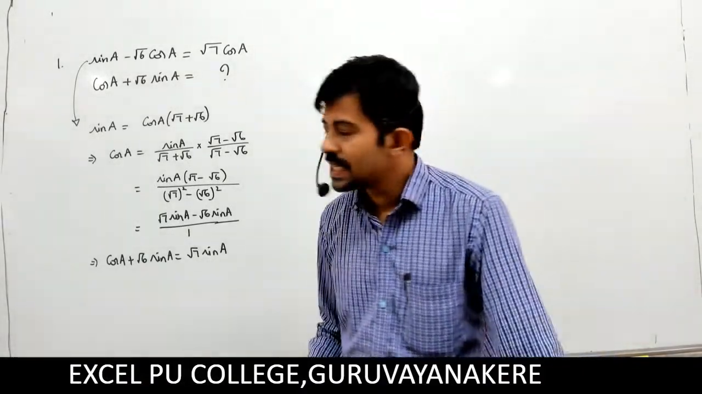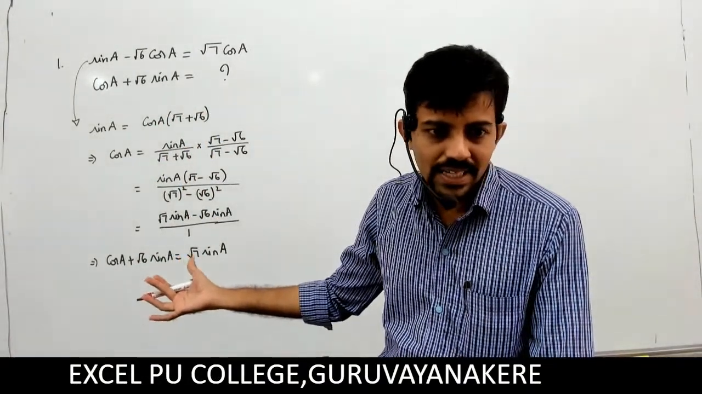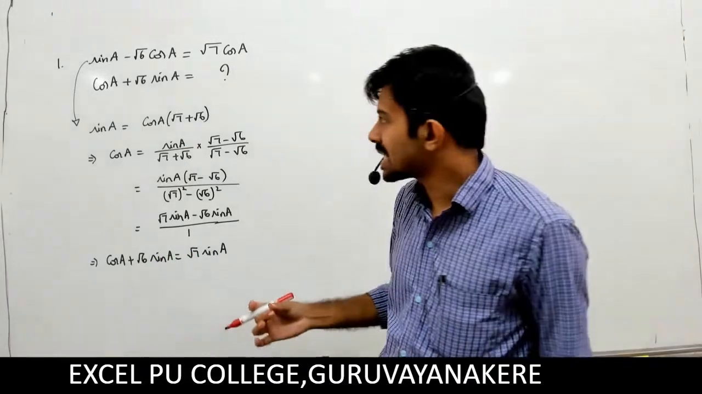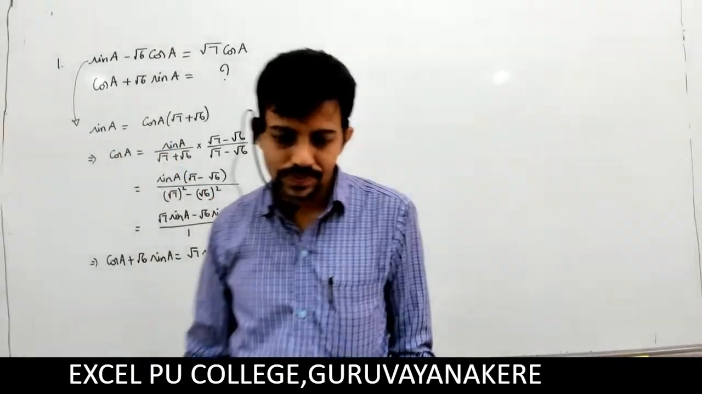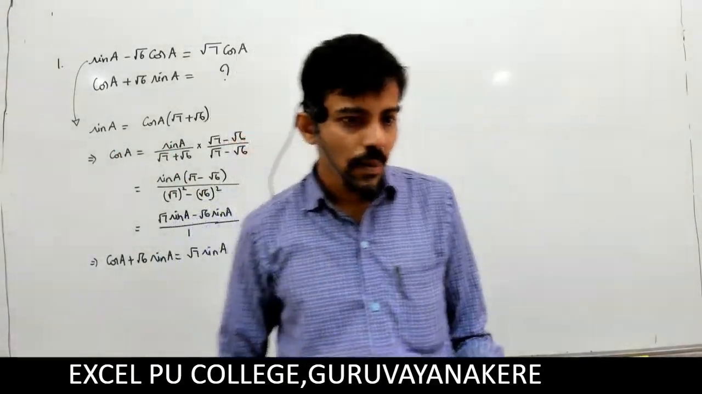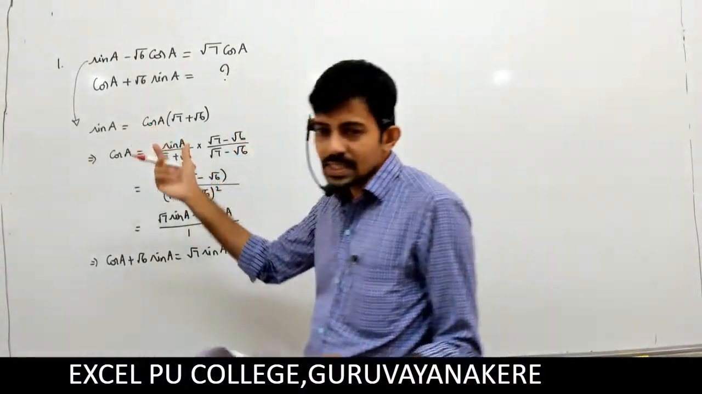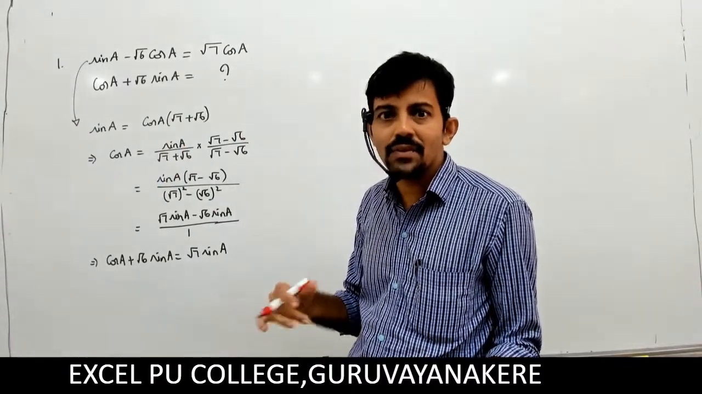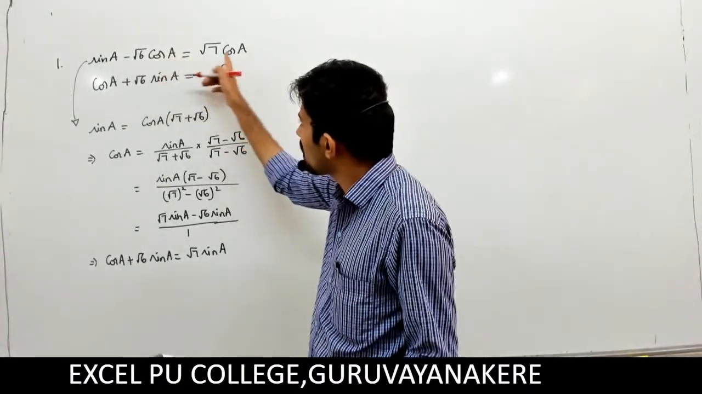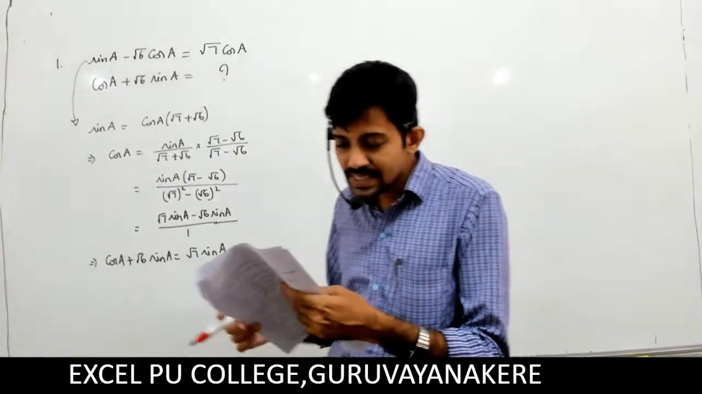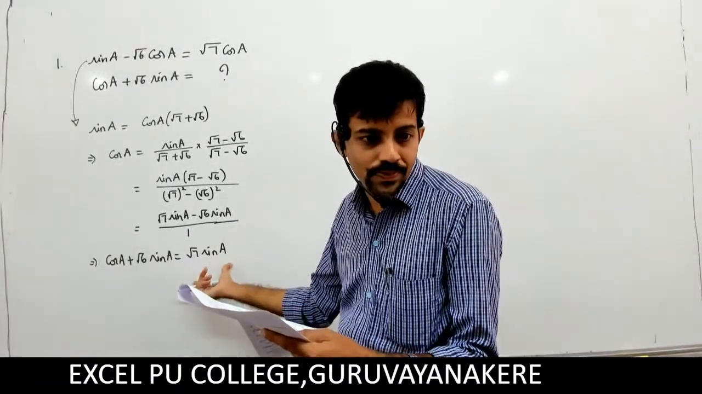Simple problem. You'll get the idea by working out more number of problems of this type. Otherwise, you'll not get. How to start the problem is important always. Starting step is the most important thing. Okay, we'll get more ideas by working out more number of problems. Okay, so first you take cos A common and rationalize. So required answer is root 7 sin A, which is fourth option.